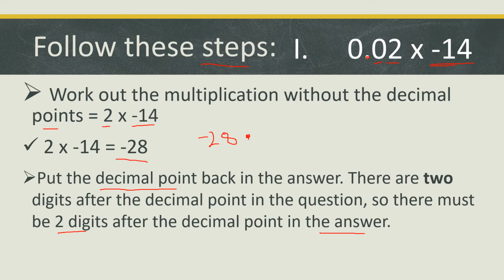So we're gonna move it on the left side 2 times. 1, 2. So our answer would be negative 0 point, because the point landed here, negative 0.28. So this is the answer.